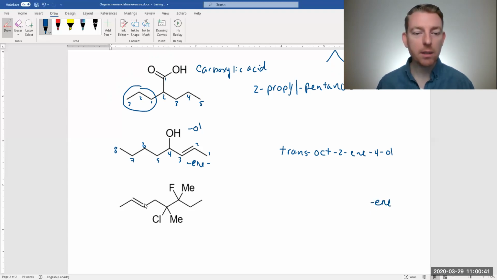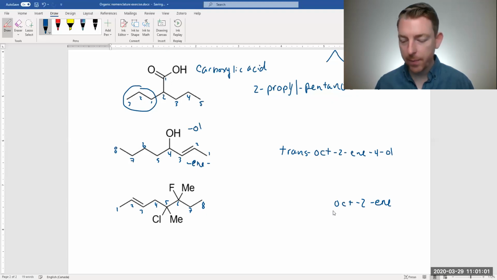And we want to number that so that it gets the lowest number. So let's start numbering from that side. 1, 2, 3, 4, 5, 6, 7, 8. So this will be a 2-ene, and in fact an oct-2-ene. And now we just have to decide about these side groups. And it's the same side groups that we did before, so it's going to have the same alphabetical ordering. So we'll start with the chlorine, then the fluorine, then the dimethyl groups.